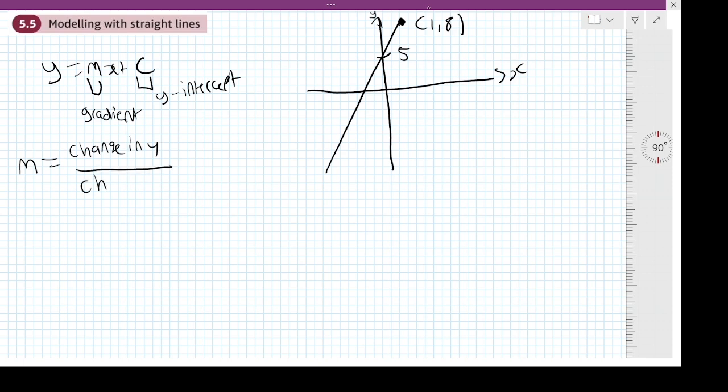With any two given coordinates or points on the line, we would firstly do the change in the y coordinate. So let's take the point (1, 8): the y coordinate's 8, and then I'm taking away the y coordinate here. That's the point (0, 5), the y-intercept, so the y coordinate's 5. Then for the change in x, we take the x coordinate here of 1, take away the other x coordinate, which is 0 because it's on the y-axis. So therefore the gradient would be 3 over 1, which is 3.